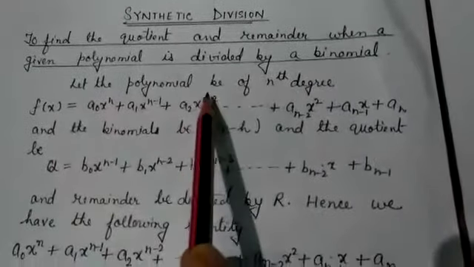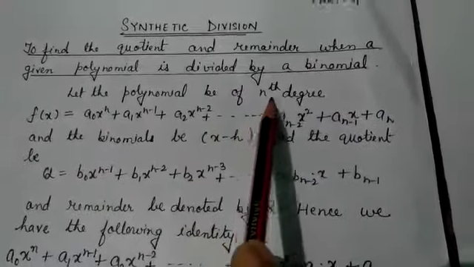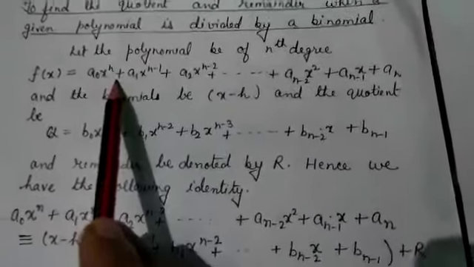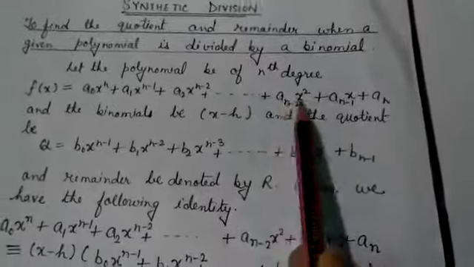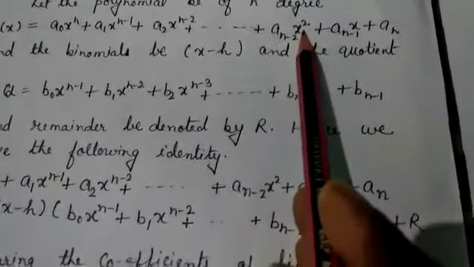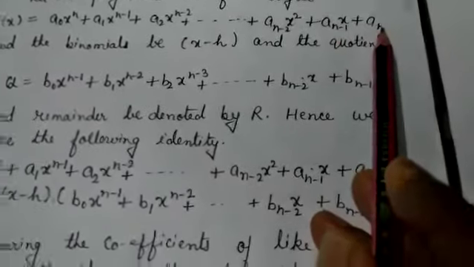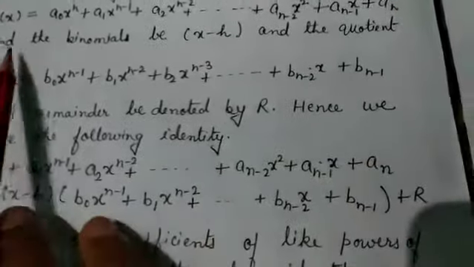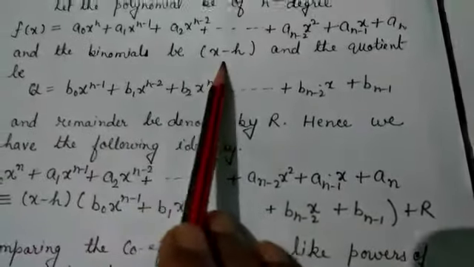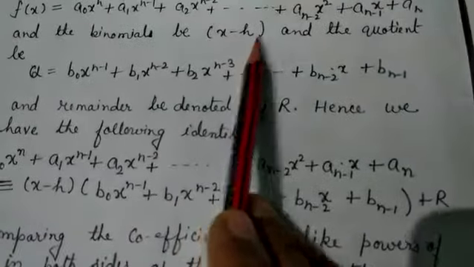Let the polynomial be of nth degree. We'll take the polynomial to be f(x) = a0 x^n + a1 x^(n-1) + a2 x^(n-2) + ... + a(n-2) x^2 + a(n-1) x + an, and the binomial to be x minus h.